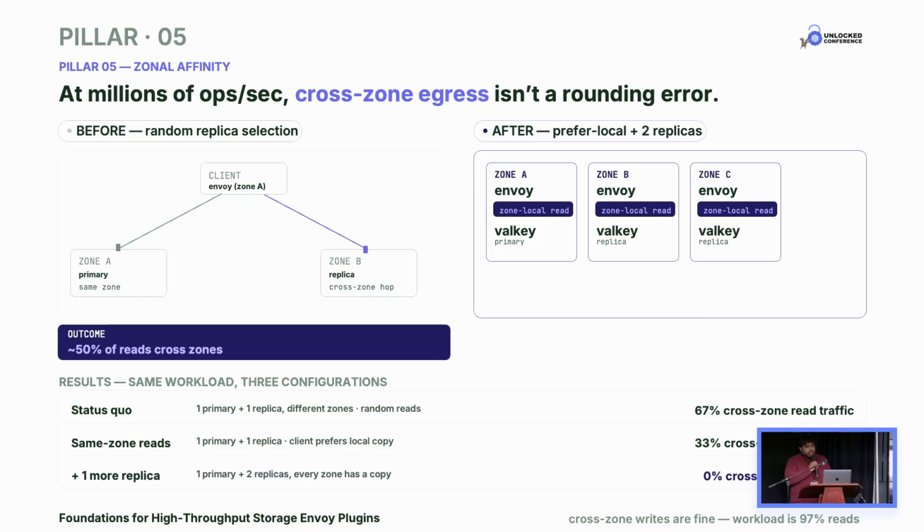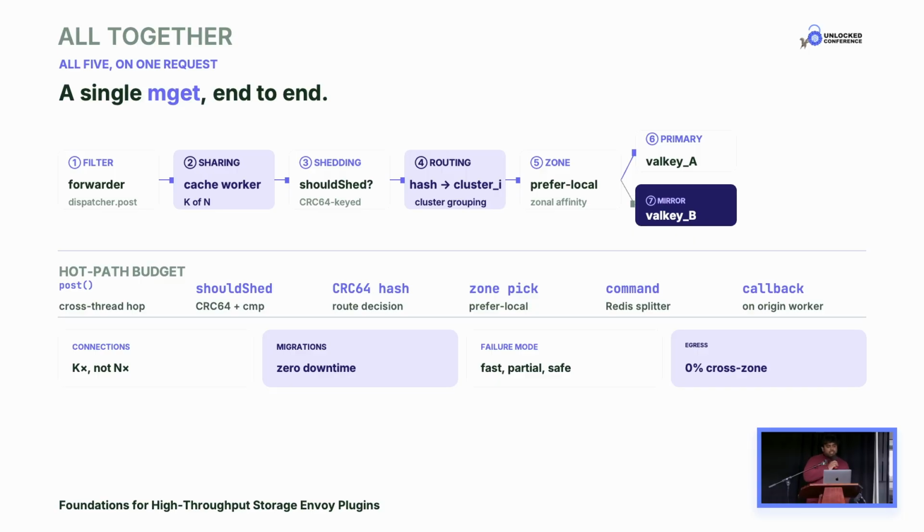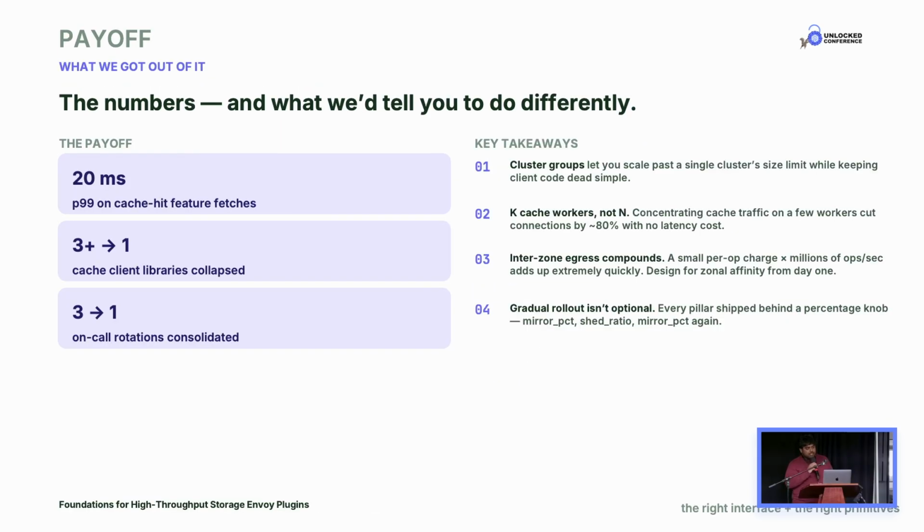So let's put it all together. A request comes and lands on a forwarder thread, which sends it to a cache worker thread. It checks whether it should load shed or not, then routes to the corresponding cluster in the cluster group, and it prefers to serve from the local replica, and that's it.